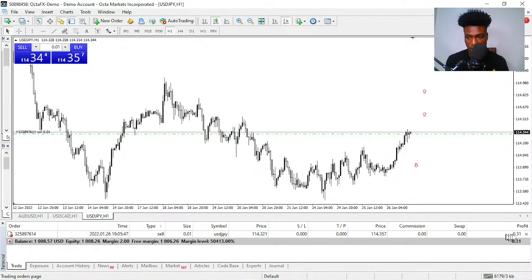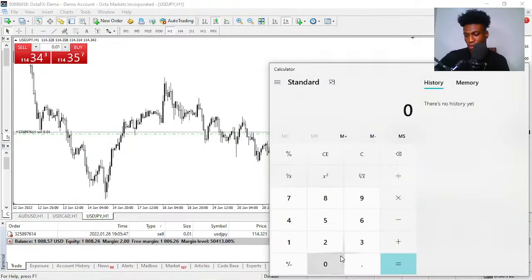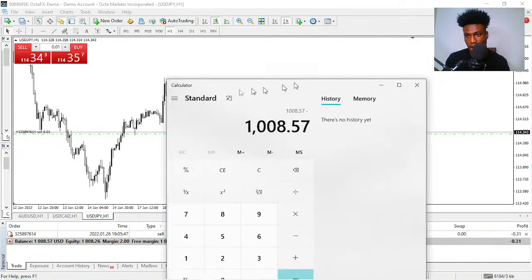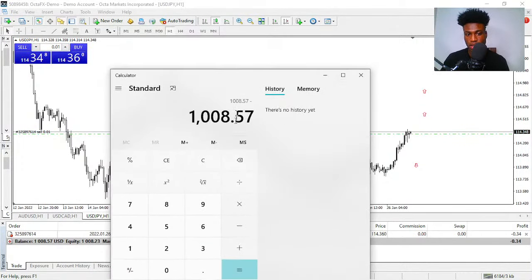If it's a profit, then it's going to be my balance plus whatever profit I have here. So let me just do that calculation real quick so you guys understand. Balance is $1,008.57 minus 31 cents.